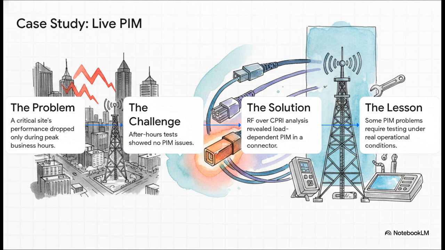Okay, let me tell you about a real-world case study from the report that just hits this point home perfectly. There was this critical downtown site, and it was failing, but only during business hours. Of course, all the after-hours tests came back clean. So the team brought in RF over CPRI during the peak, and bam, there it was. PIM spiking right along with the traffic. Turned out to be a connector that was heating up and expanding under load. It's a problem they would have never found any other way without disrupting service.